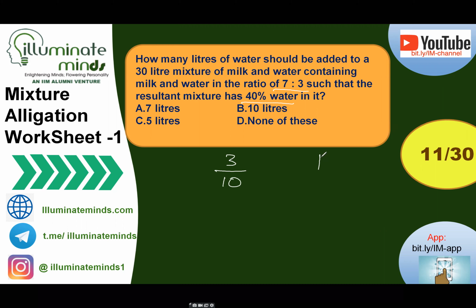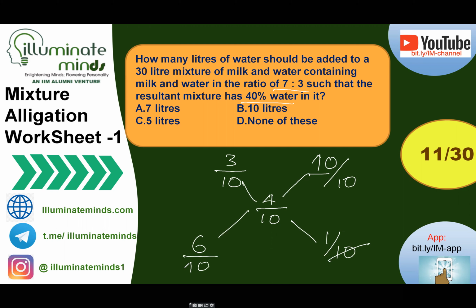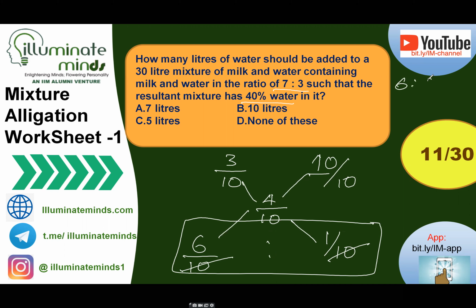So there's only water, that is 1. And in the resultant, it needs to have what? 40% water, that is 4 by 10. So 4 by 10 minus 3 by 10 will give me 1 by 10. And 10 by 10 minus 4 by 10 will give me 6 by 10. So this gets cancelled, this gets cancelled. 6 is to 1 is the ratio.